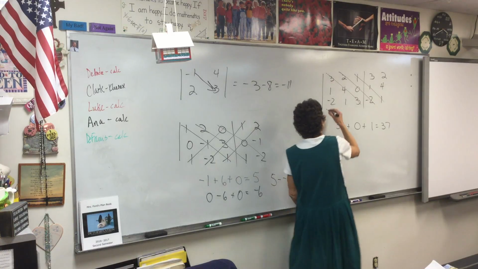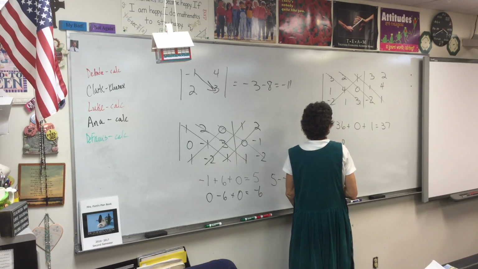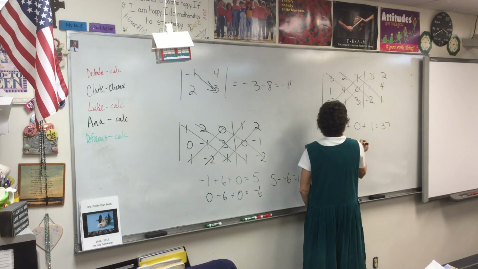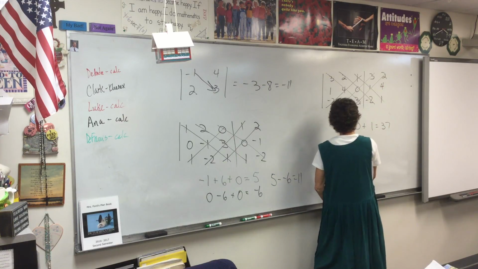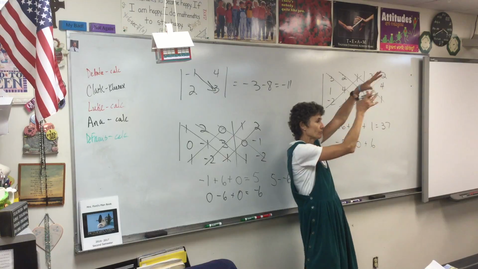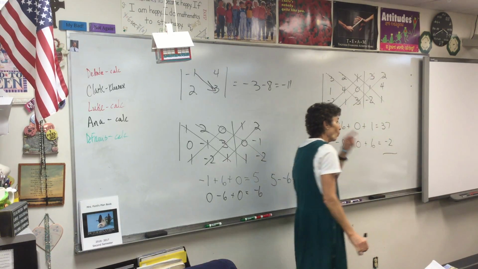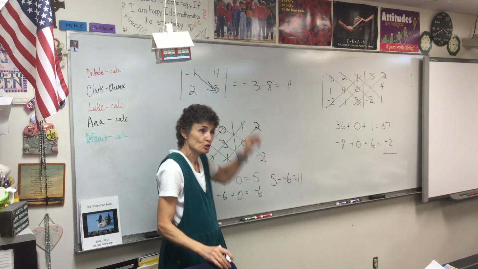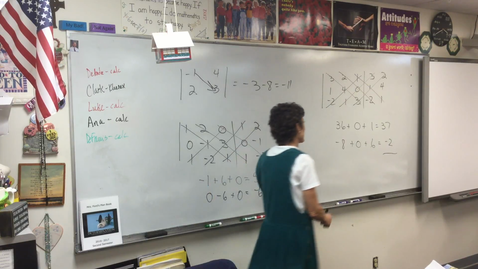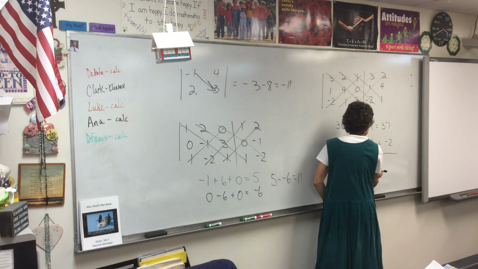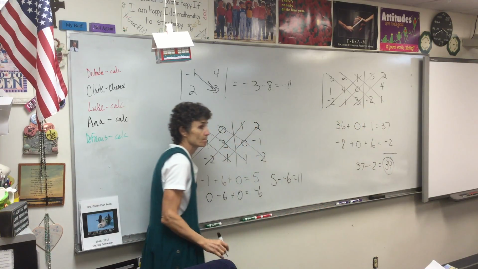Now what? Go the other way. So here we go. This would make -8. That would make 0. And that would make 6. Now total them up. I want the grand total for those. So that'd be -2. Now what do you do with those 2 numbers? Just like with a regular determinant, you subtract. So it's going to be 37 minus -2, so the answer is 39.